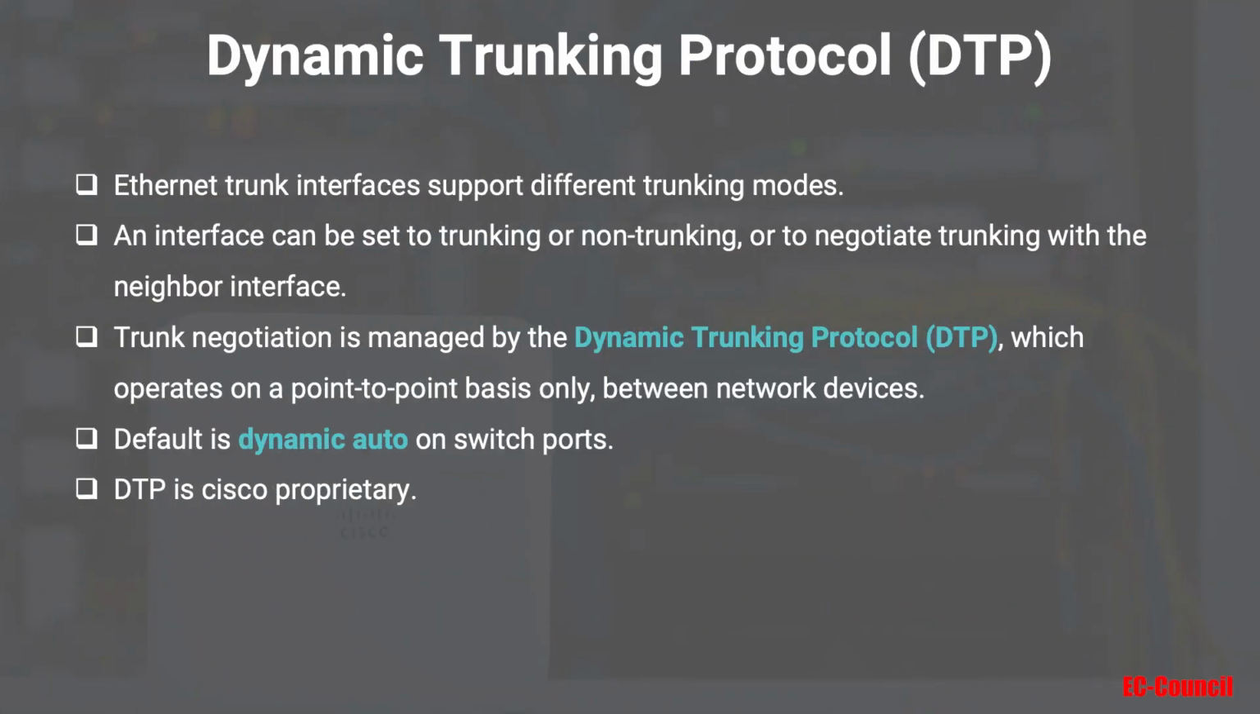On Cisco devices, there's a protocol by the name of Dynamic Trunking Protocol. This simply allows Ethernet trunk interfaces to support different trunking modes. An interface can be set to either trunking or non-trunking, or even to negotiate the trunking status with a neighbor device. The trunking negotiation is managed by DTP, the Dynamic Trunking Protocol, which operates on a point-to-point basis only. The default mode on switch ports is Dynamic Auto, not Access and not Trunk. All Cisco switch interfaces operate on Dynamic Auto by default, and DTP is a Cisco proprietary protocol.